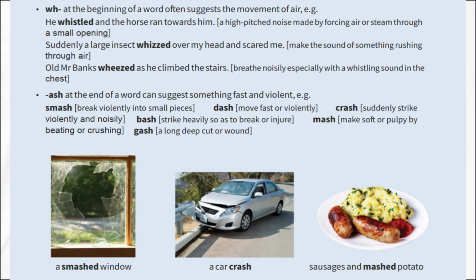ASH, fast and violent. The ending ASH at the end of a word can suggest something fast and violent. For example, smash, break violently into small pieces, like a smashed window. Dash, move fast or violently. Crash, suddenly strike violently and noisily, like a car crash. Bash, strike heavily so as to break or injure. Mash, make soft or pulpy by beating or crushing, like sausages and mashed potato. Gash, a long deep cut or wound.